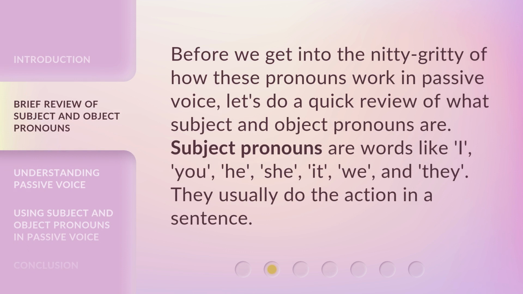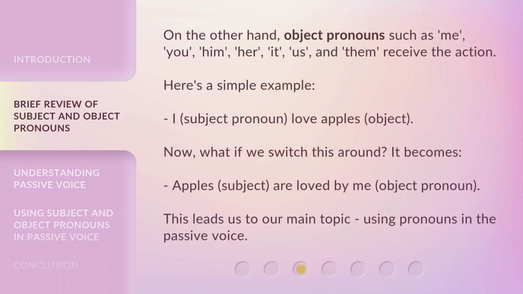Before we get into the nitty-gritty of how these pronouns work in passive voice, let's do a quick review of what subject and object pronouns are. Subject pronouns are words like I, you, he, she, it, we, and they. They usually do the action in a sentence. On the other hand, object pronouns such as me, you, him, her, it, us, and them receive the action.